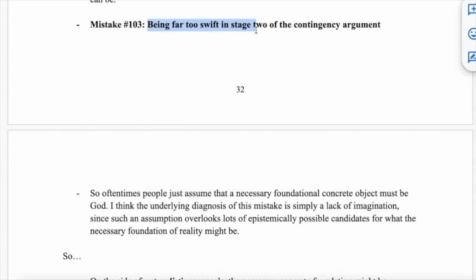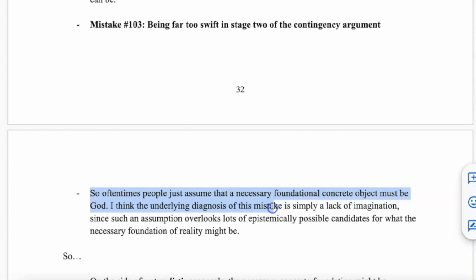And stage 2 just tries to infer that the necessary object or objects arrived at in stage 1 of the argument must be God, or at least must be quite godlike. So, oftentimes, people just assume that a necessary foundational concrete object must be God. I think the underlying diagnosis of this mistake is simply a lack of imagination. The assumption here just overlooks boatloads of epistemically possible candidates for what the necessary foundation of reality might be.